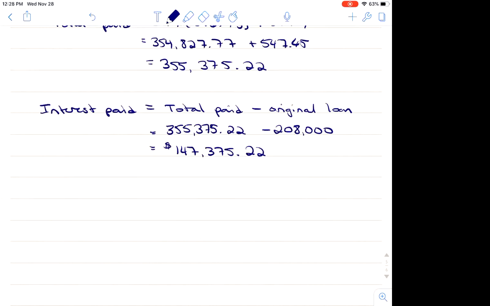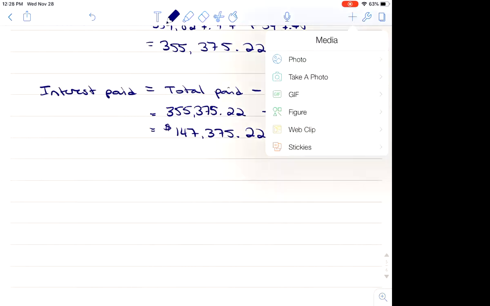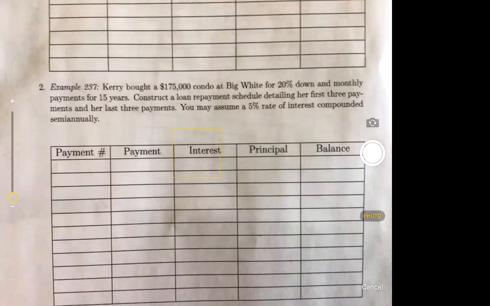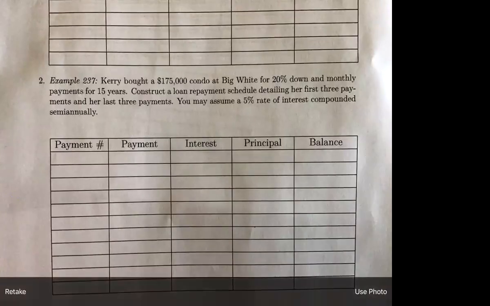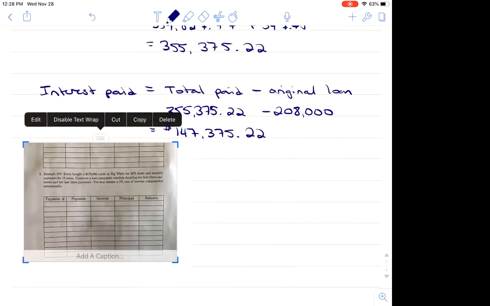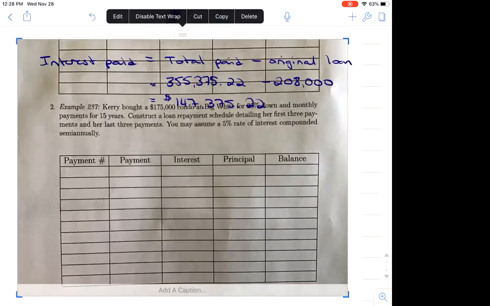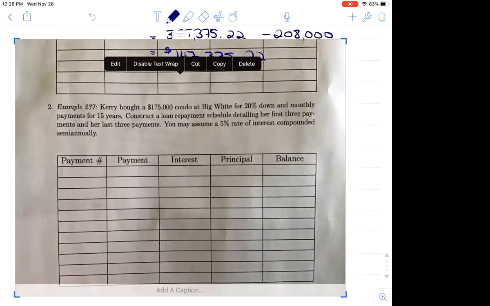Okay. So example 237. Let's see if I can. Oh, it took a picture of everything. Oh well.